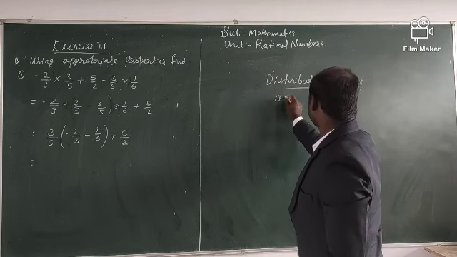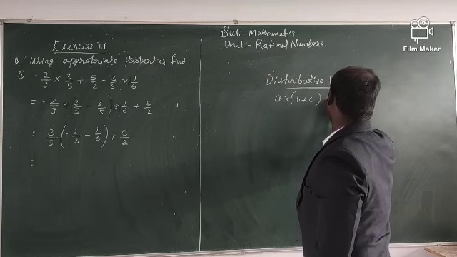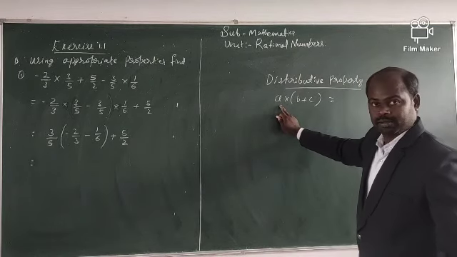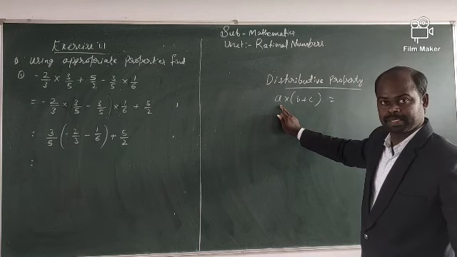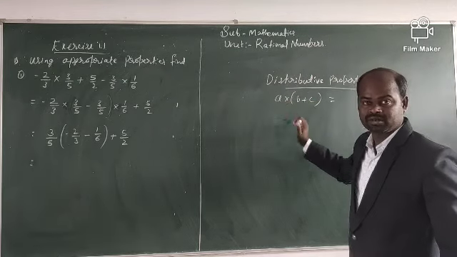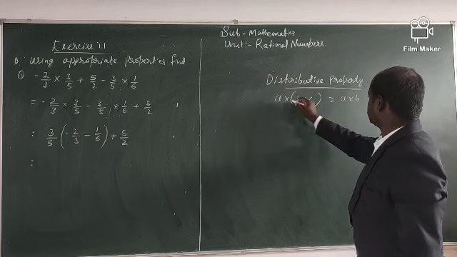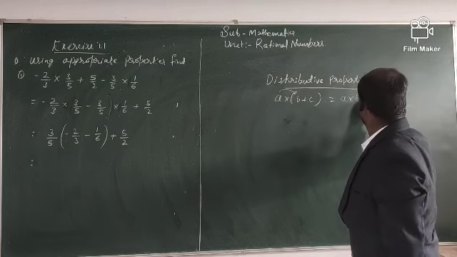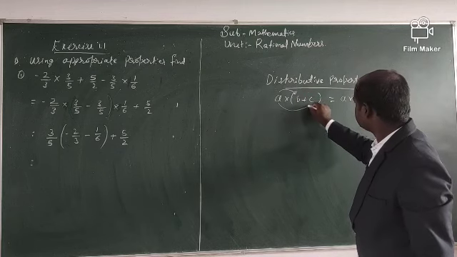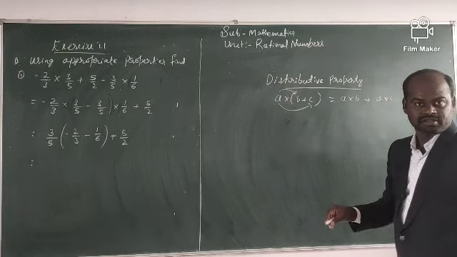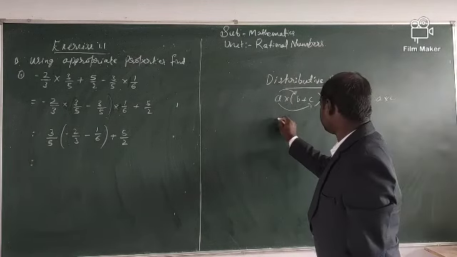A into (B plus C) is equal to A into B plus A into C. It is a multiplication of a binomial by a monomial. Understand? Similarly, let us see one example.